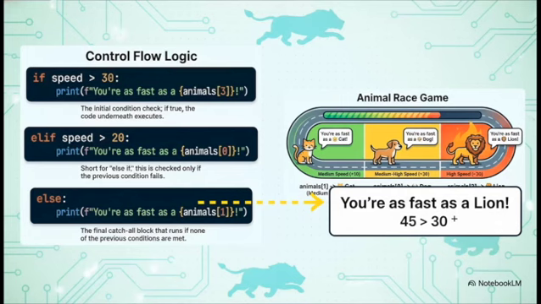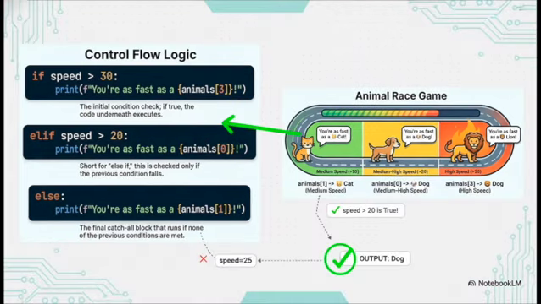So the first test is, is the speed greater than 30? Let's say you typed in 45. The answer is yes. So the program prints out that you're as fast as a lion, and then its job is done. The whole process stops right there because it found a match. Okay, but what if you entered 25? Well, that first check, is speed greater than 30, is false. So the code just flows down to the next checkpoint, the elif statement, which just means else if. Now it asks, is the speed greater than 20? Yep, it is. So it prints the dog message, and again, stops right there.